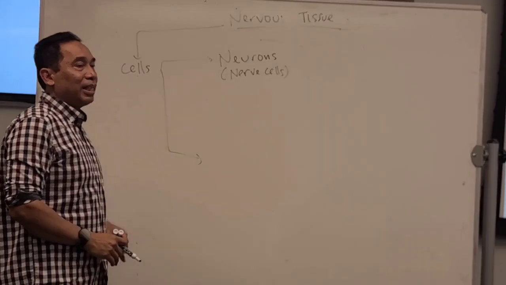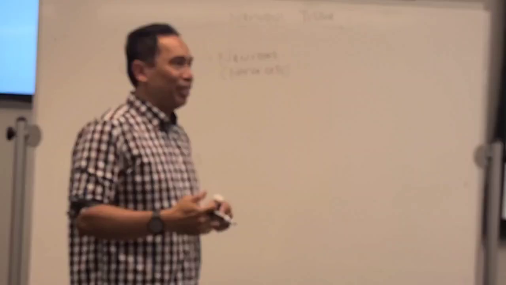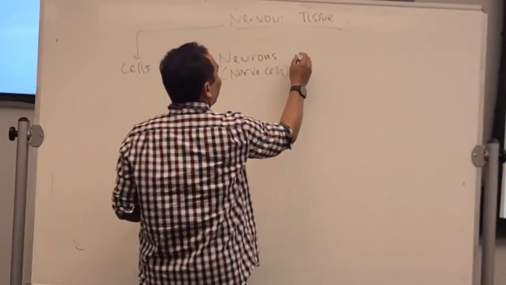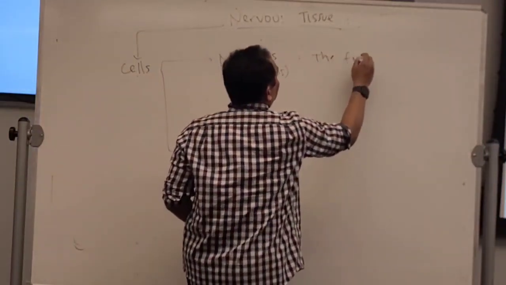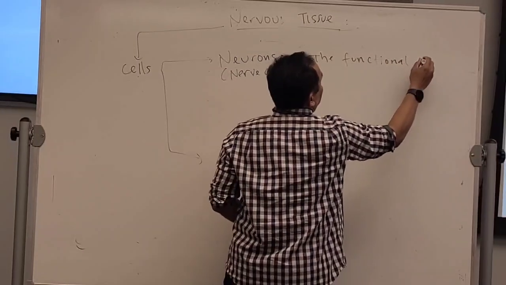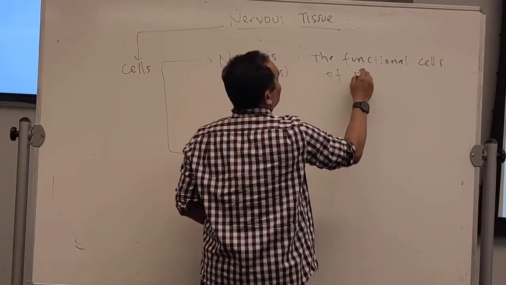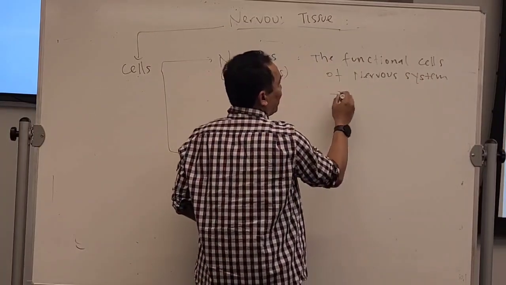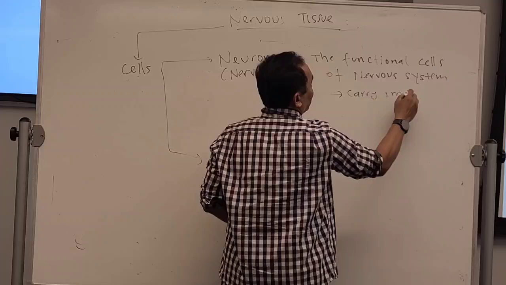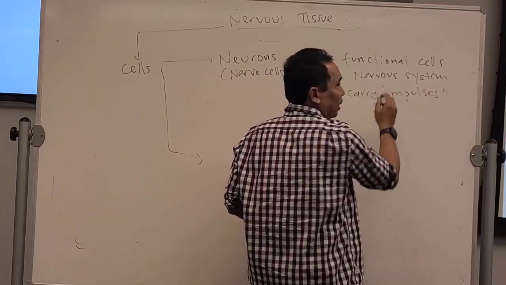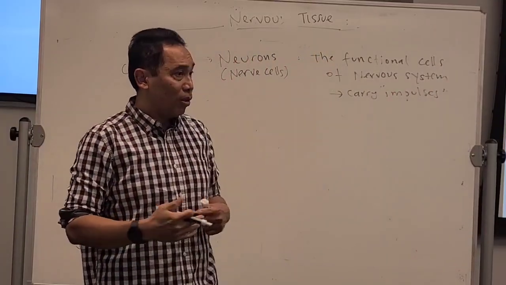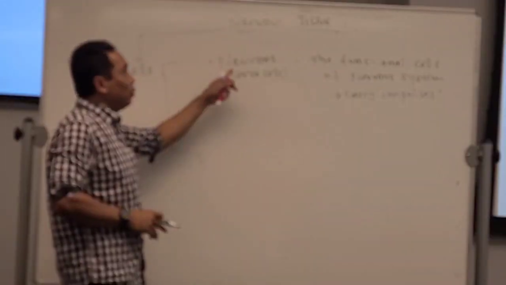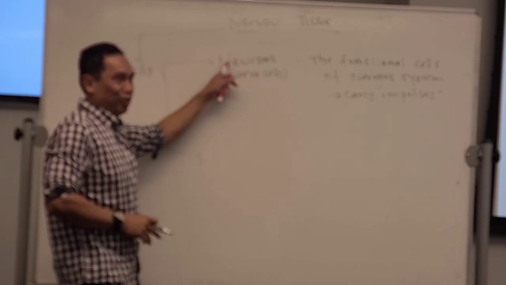Okay, this is actually the functional cell of the nervous tissue. This is the one that carries the information, carries the order. Okay? So neuron is the functional cell of the nervous system. What is the function going to be? Carry impulses. Impulses can be sensations, okay, orders, information. That's impulses. So done by who? Neuron. Group of cells called the neuron.